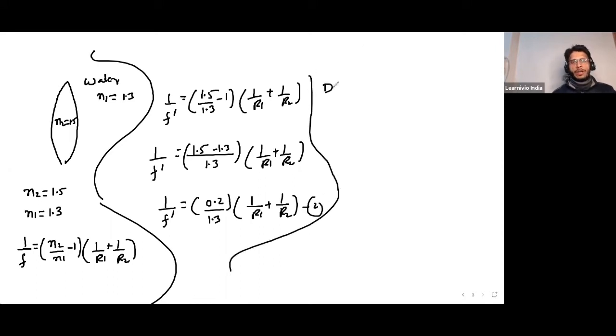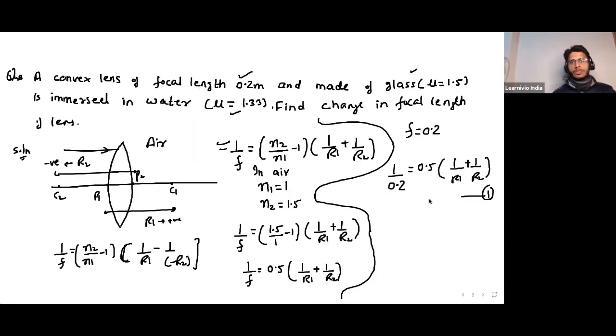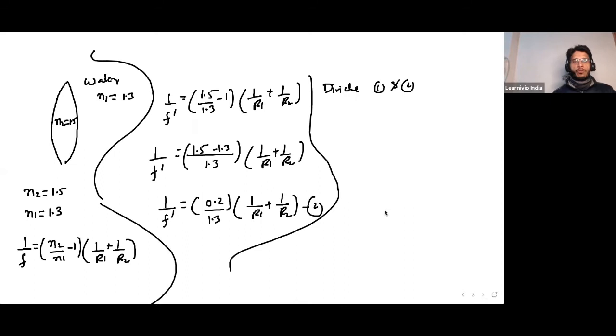Now if I divide 1 by 2, then what I will get is 1 by 0.2 is 0.5 times (1 by R1 plus 1 by R2).